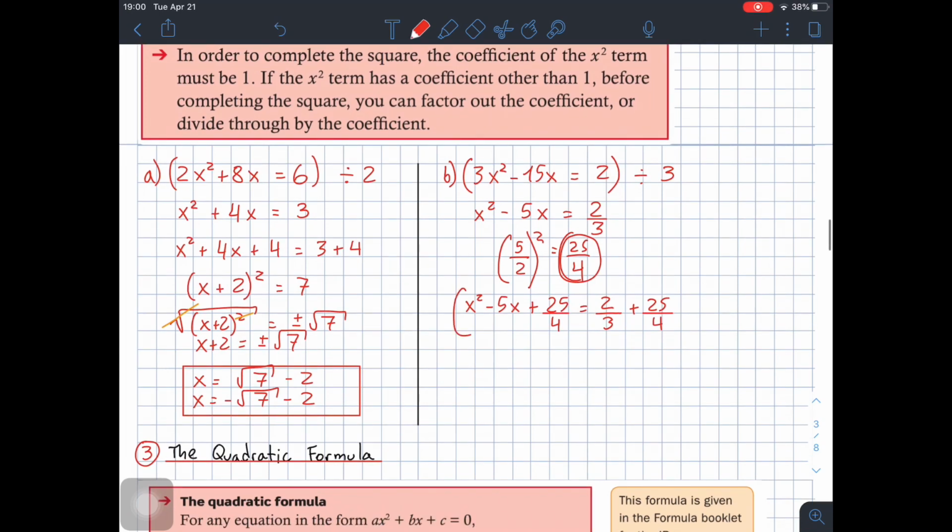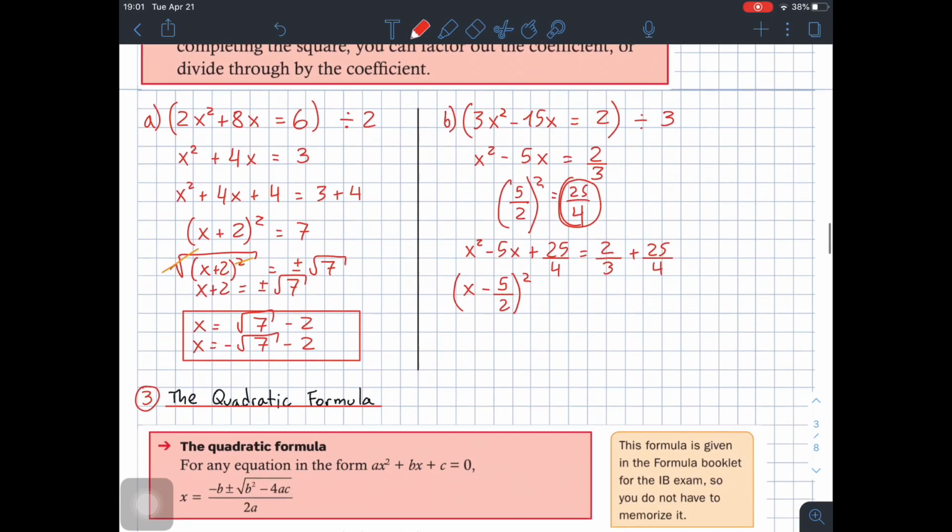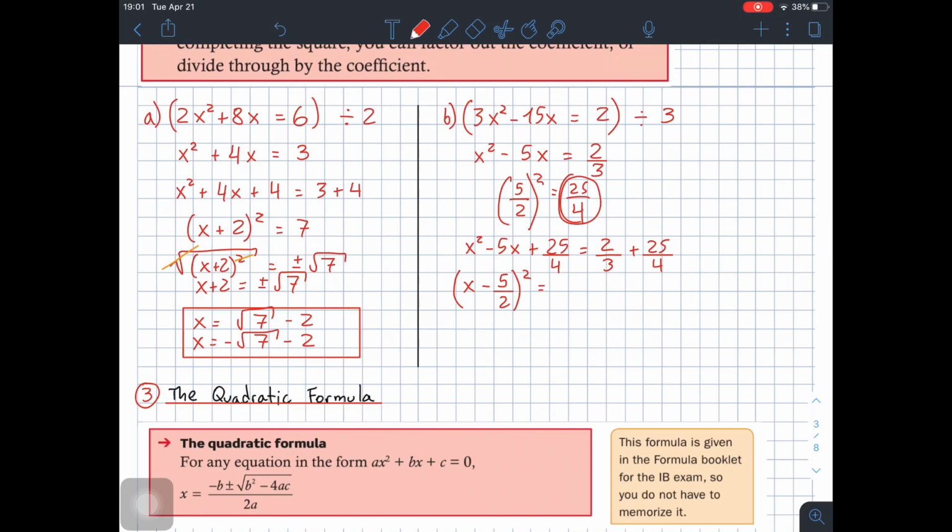Okay, so we have completed this square over here. So this would be x minus, because this is a minus, and this would be 5 over 2. It's always this term over here, the one that completes the square. So 5 over 2 squared. Let me write this parenthesis better. There you go. So this equals 2/3 plus 25/4. That should be 2/3 plus 25/4. That gives us 83 over 12.